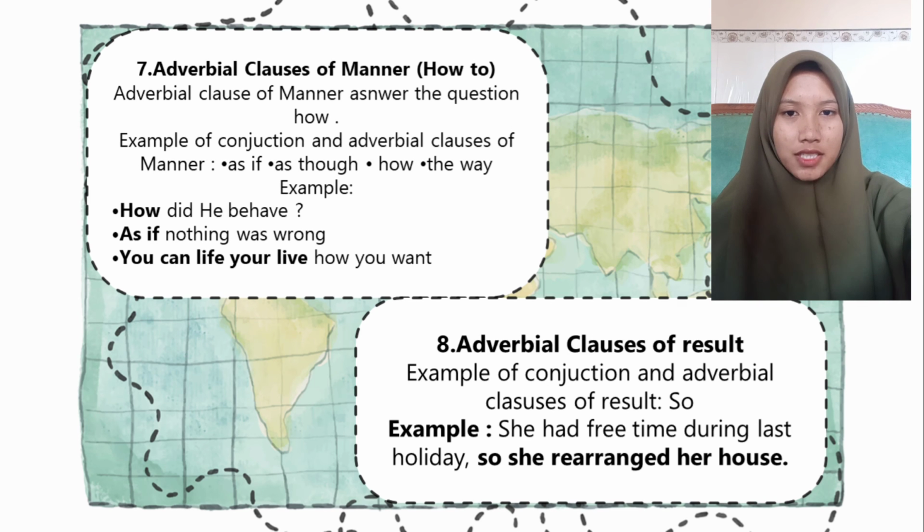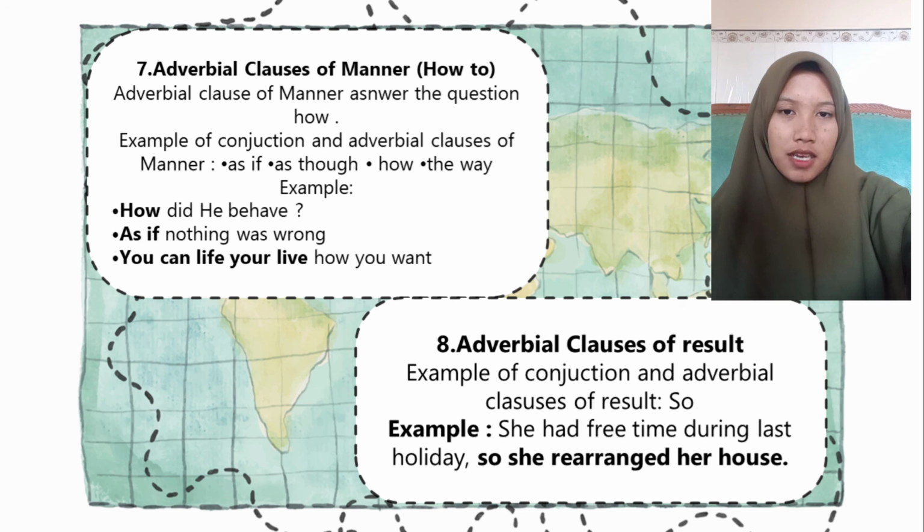Next, number 7, adverbial clause of manner. Adverbial clause of manner answers the question how. Examples of conjunctions of adverbial clause of manner: as if, as though, how, the way. Example: how did he behave? Example: as if nothing was wrong. Example: you can live your life how you want.